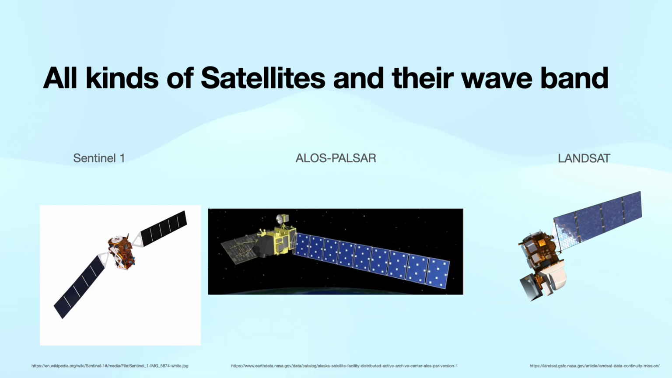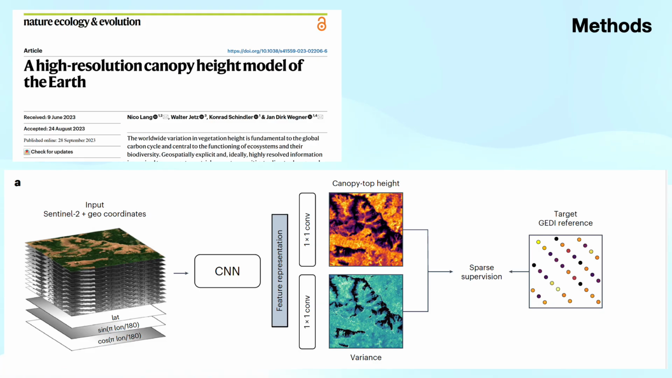Today I'm going to talk specifically about a case where they used satellite data to produce a global canopy height model. This global canopy height model can then be used to produce a canopy cover model. In the paper by Lang et al., they merged two types of satellite data: the Sentinel-2 data, and the LiDAR data from the GEDI mission.